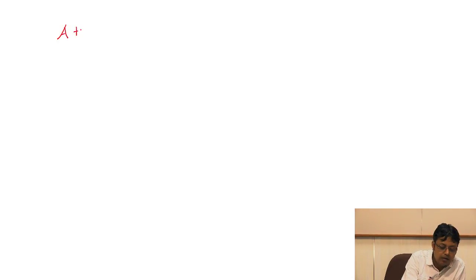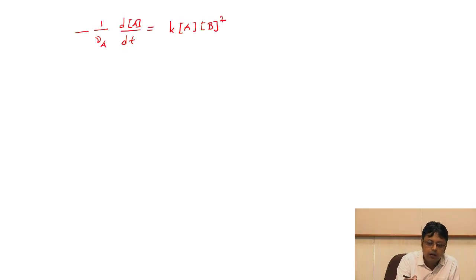If I have a general equation like a plus b plus c, whatever, and if I have a situation like this, 1 over nu a dA dt, what will be the solution if I have, say, k into a into b square, suppose. It can be a square into b, but that's mathematically the same. Or if it has something like k into a into b into c. Now the procedure is the same. You can first solve this one. You don't need to solve the ABC problem, but the procedure is the same.